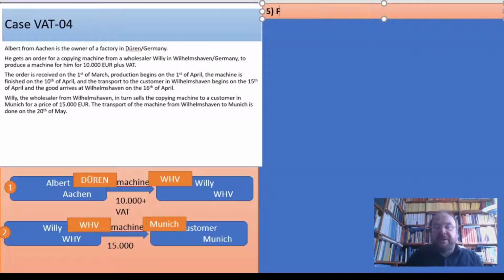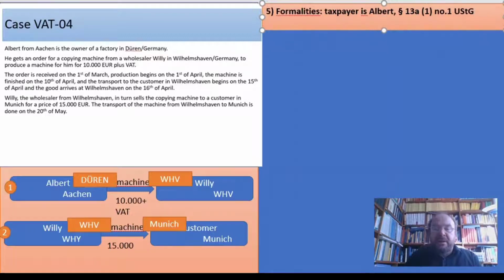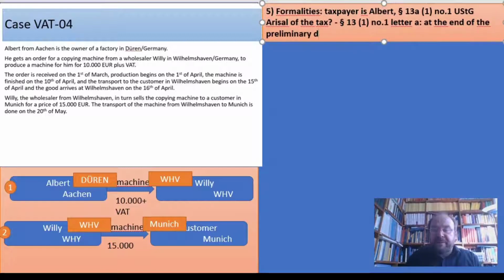Now let's come to 5, the formalities, how the tax is paid and all the other stuff. The taxpayer is Albert because he is the entrepreneur, 13a 1 UStG. The arisal of the tax, so when the tax comes into existence and says, hello, here I am, you don't get rid of me now, apart from by paying. That is at the end of the preliminary declaration period, during which the delivery was made.